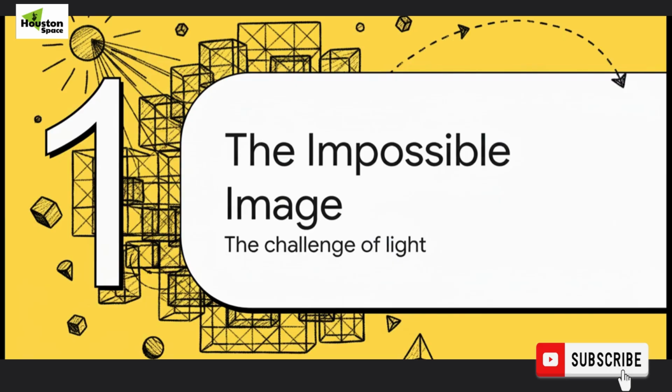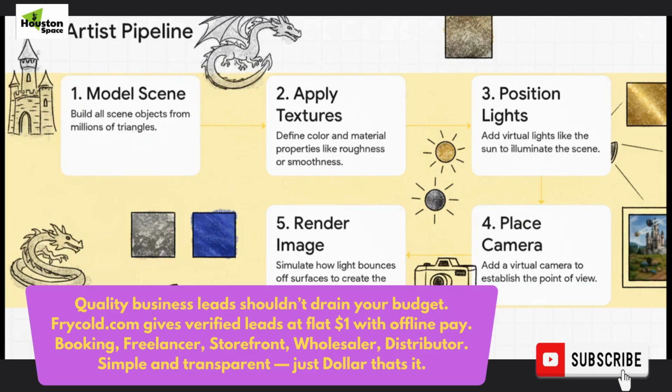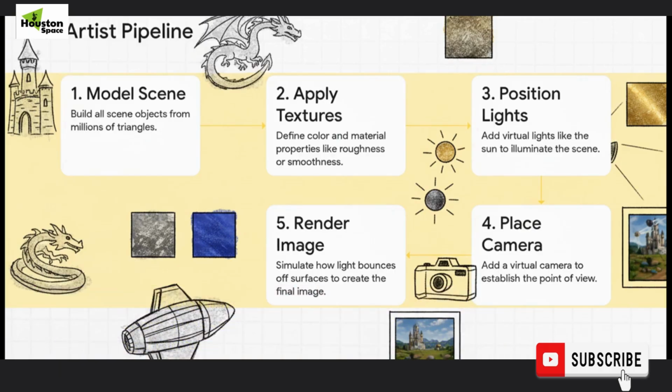Okay, so before we can really get into the clever solution, we have to appreciate just how massive the problem is. When a CGI artist builds a scene, they aren't just drawing a picture. No, they're literally constructing a virtual universe from the ground up. It's a whole pipeline. First, they build everything you see, the spaceships, the characters, the buildings, out of millions and millions of simple triangles. Then they paint them with textures and materials to say, hey, this is shiny metal and this is rough stone. They set up lights, they place a virtual camera, and then they hit the render button and hope for the best.